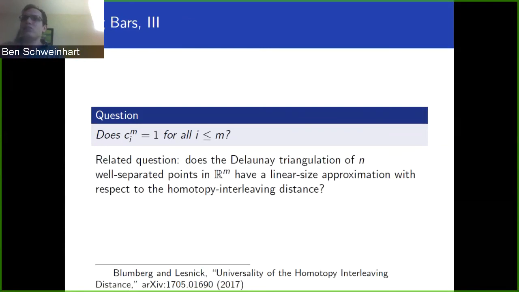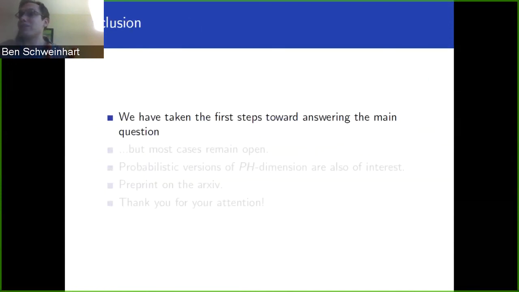And I just wanted to say this is related to some questions of approximating Delaunay triangulations. So the reason our first bound doesn't work is that the Delaunay triangulation could have more than a linear number of simplices. So there's a question that's very important in computational geometry about whether you can approximate the Delaunay triangulation with a linear size triangulation. And this homotopy interleaving distance is related to the question of whether we can approximate the Delaunay triangulation with a linear size triangulation in the sense of this homotopy interleaving distance. I don't want to spend too much time on that, so let me just go to my conclusion.